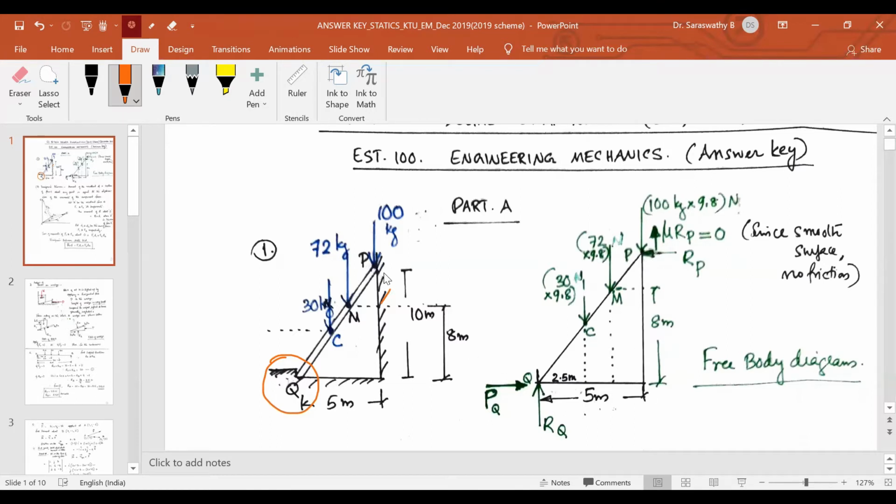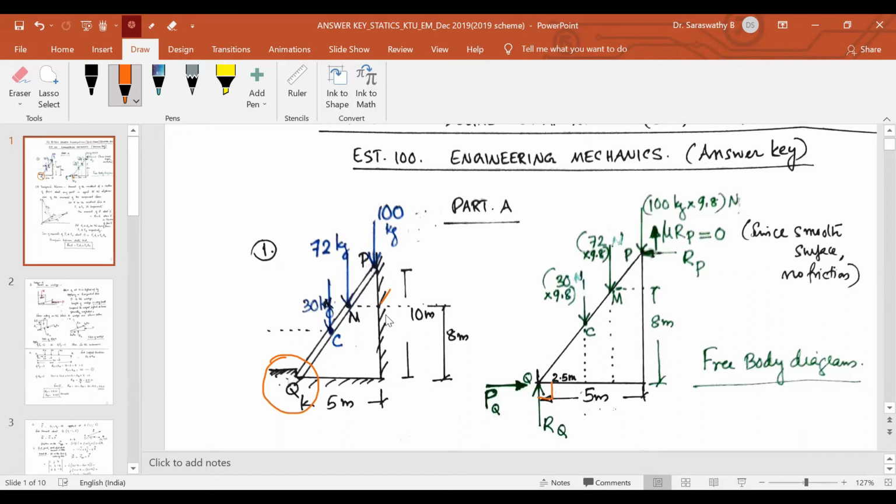At this point, there will be normal reaction perpendicular to the surface. So normal reaction RP perpendicular to the surface. Now at this point there will be normal reaction RQ perpendicular to the floor. This is 90 degrees with the floor. Then perpendicular to this vertical surface there will be a horizontal reaction PQ. Okay, these are the two contact reactions.